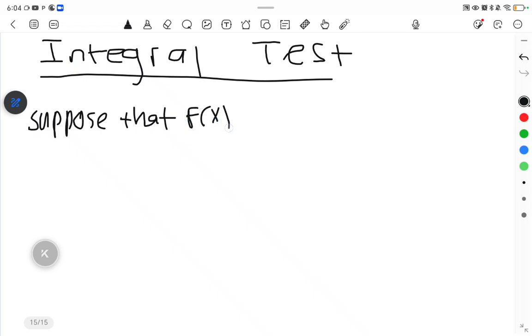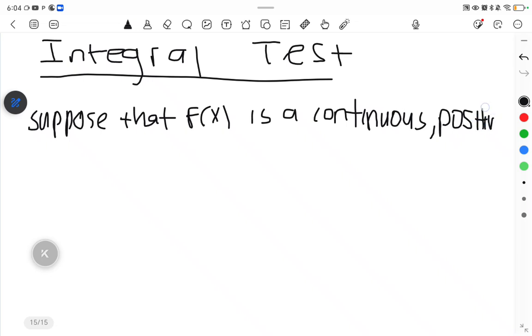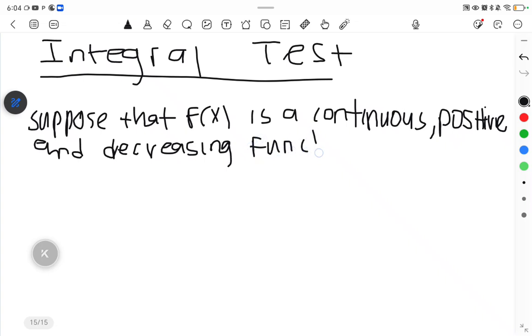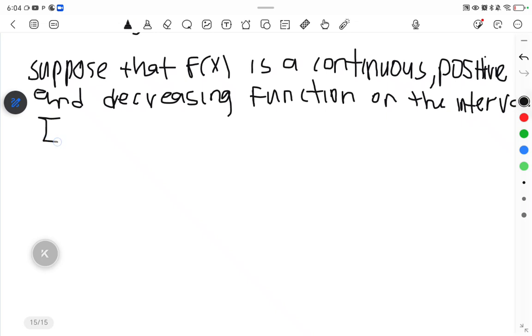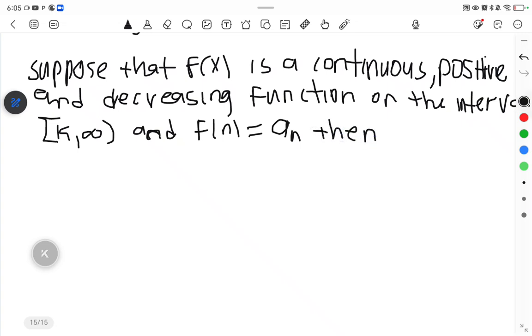f of x is a continuous, positive and decreasing function on the interval from k up until infinity, and f of n is equal to a of n. Then we'll have the following conditions.